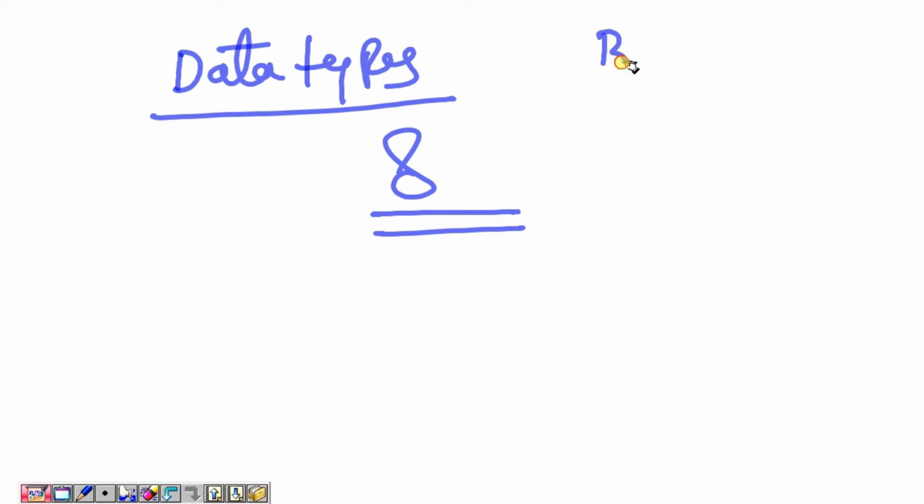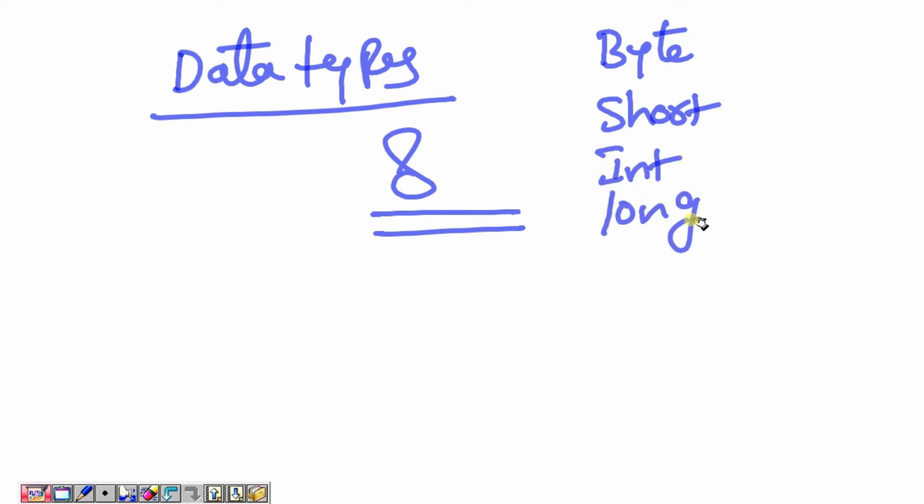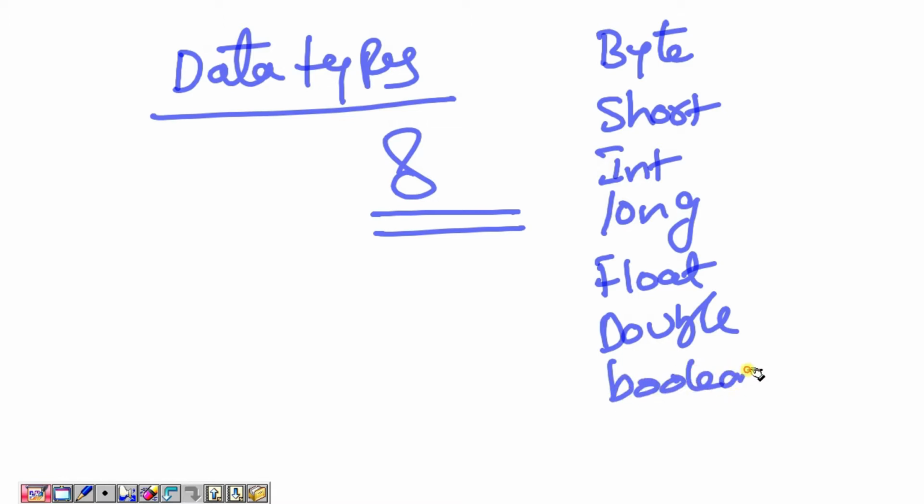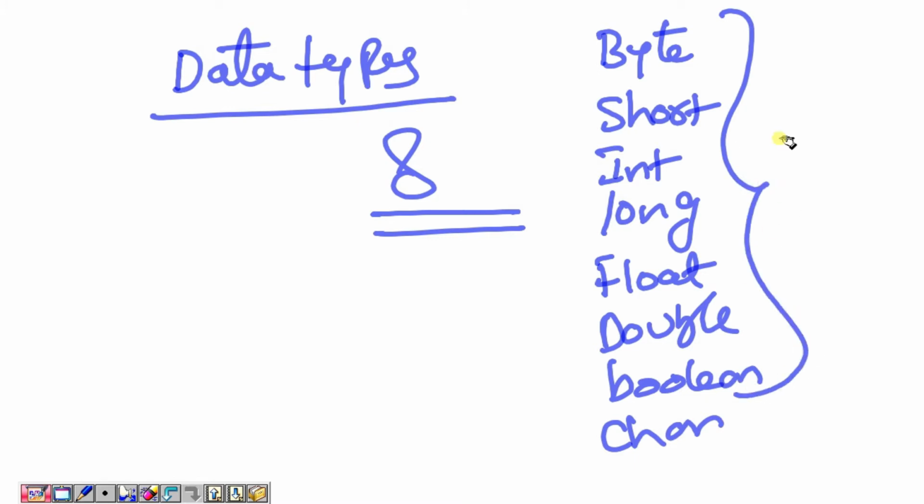One is byte, short, int, long, float, double, boolean, and char. Apart from this, the other one is string. So these are the 8 types of data types we have.